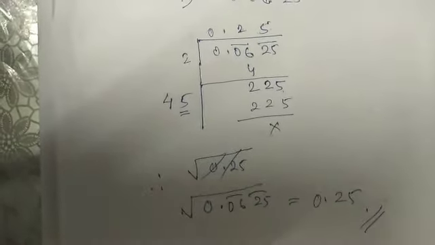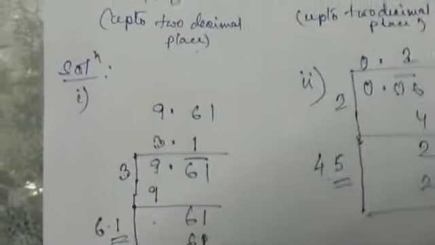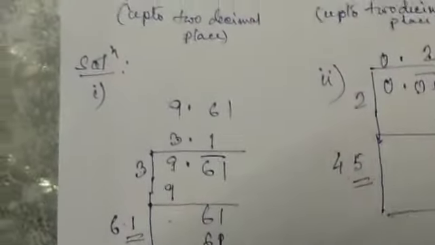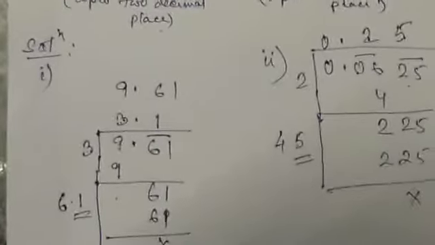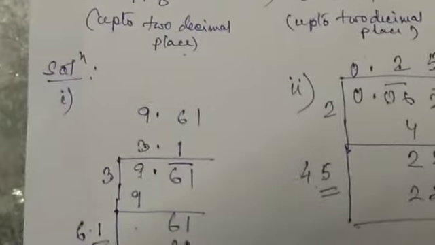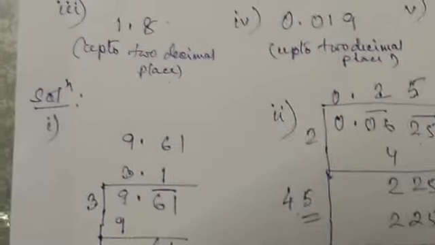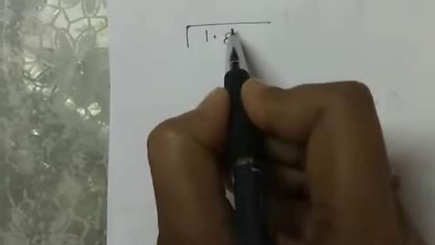Teaching you how to find the square root up to 2 decimal places or 3 decimal places. Whenever we need to find up to 2 decimal places, that means after the decimal we must have 3 pairs of digits, and when it is asked for 3 decimal places, 4 pairs of digits are to be taken. Okay, let's do. Here it is 1.8, but you don't go for making 18 as a pair.